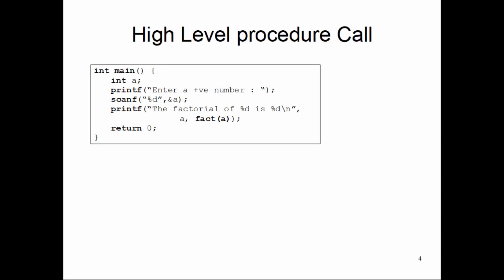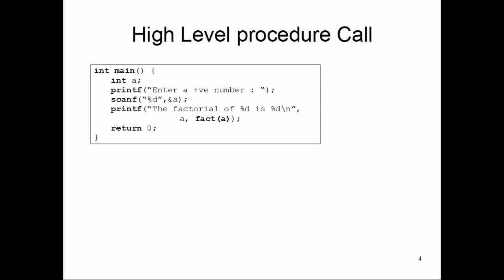Now, with that respect, let's take a look at this high level procedure call, or function call in this case. Basically, it asks you for a positive number, and then it prints the factorial of that number by calling a function called fact. In this lecture, we'll use the term procedure interchangeably with function and method. So let's see what this factorial looks like.